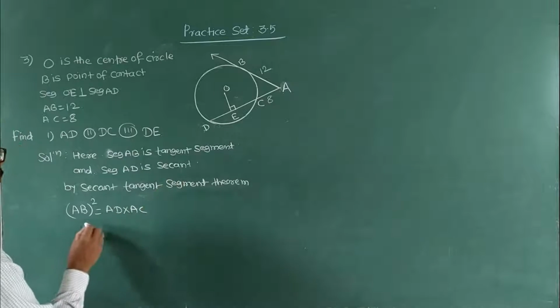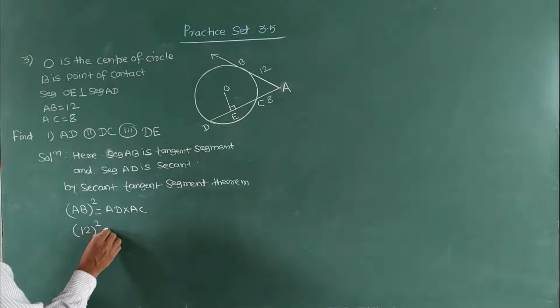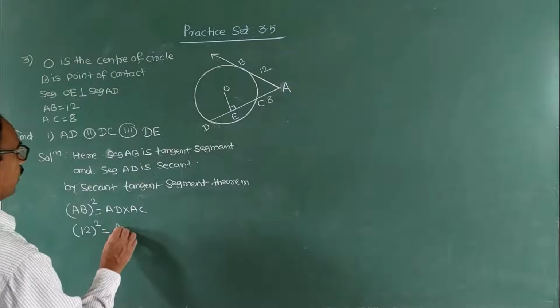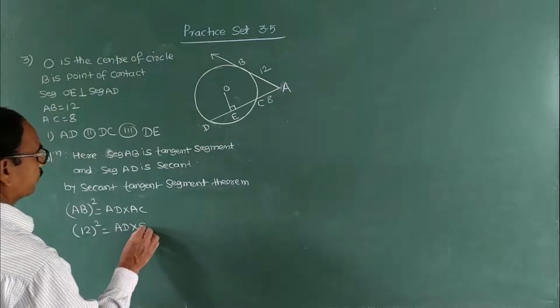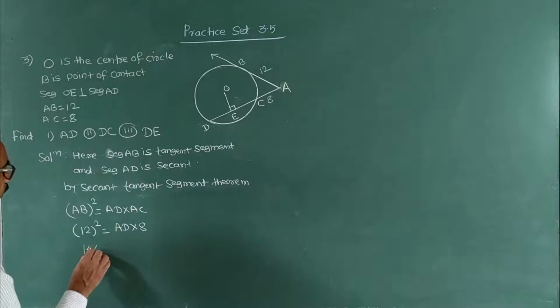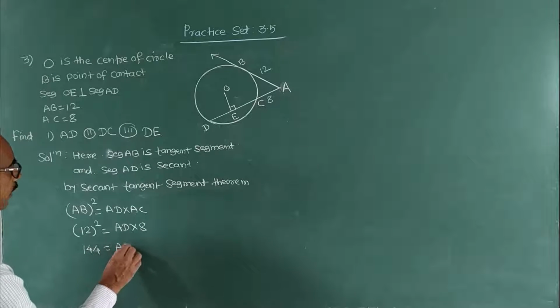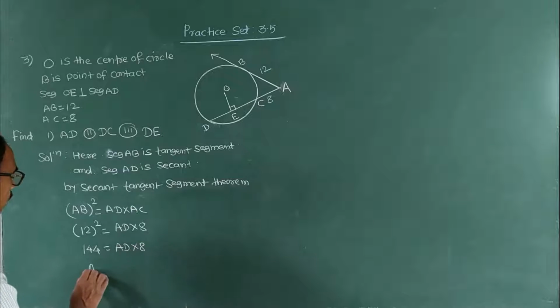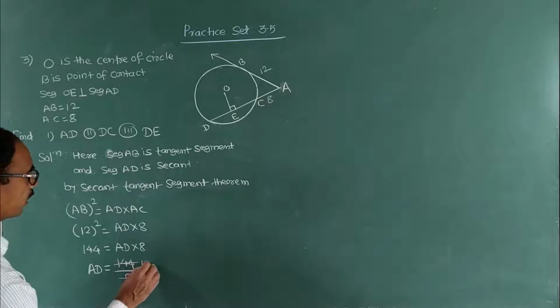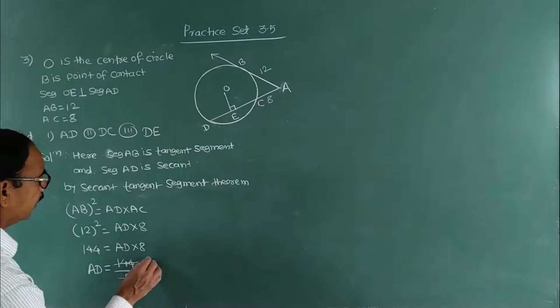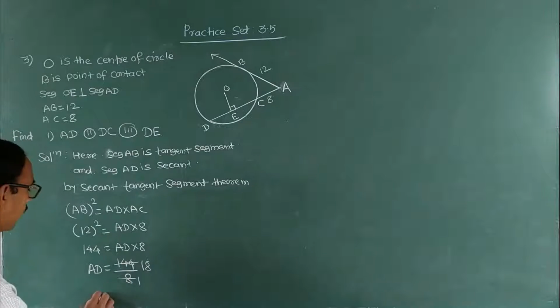We know AB equal to 12, so this will be 12 square. AD we have to find out. We have given AC, which is 8. Now this will be 144 equal to AD into 8, or the value of AD will be equal to 144 divided by 8. So this will be 8 ones are 8, 8 eights are 64. So AD will be equal to 18. AD is equal to 18. This is our first answer.